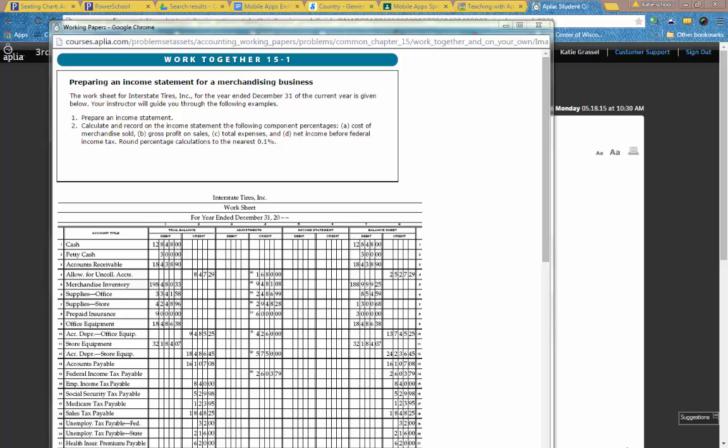All right, so chapter 15 is our end of our fiscal period work, permanent financial statements.